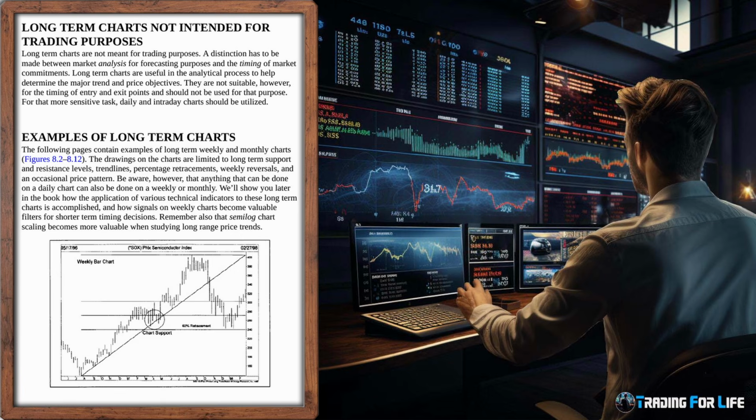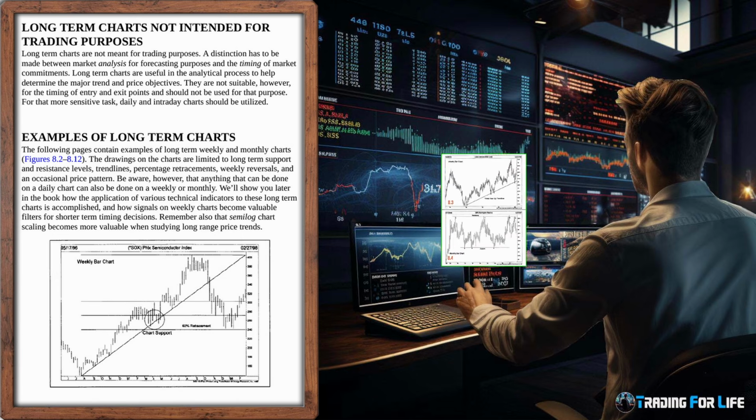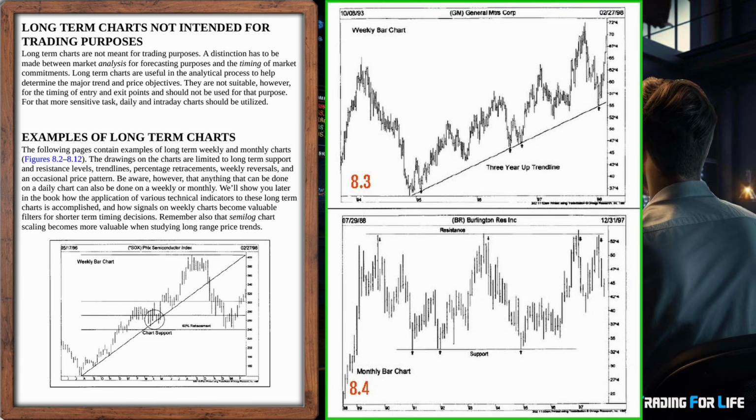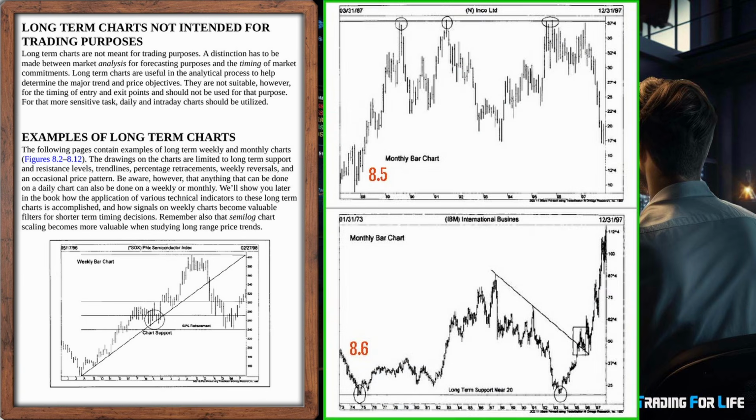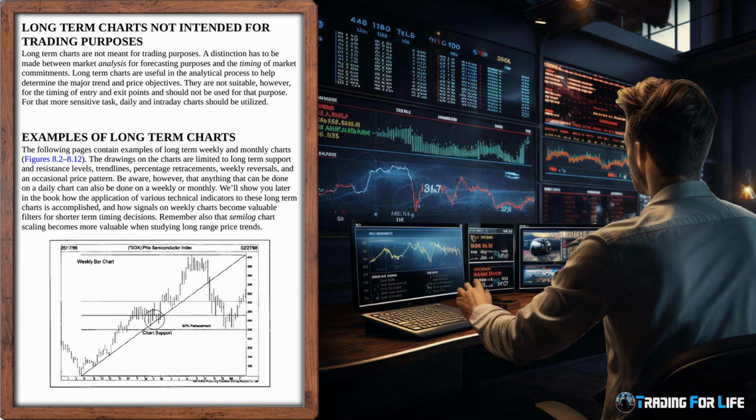Examples of long-term charts. The following pages contain examples of long-term weekly and monthly charts, Figures 8.2 to 8.12. The drawings on the charts are limited to long-term support and resistance levels, trend lines, percentage retracements, weekly reversals, and an occasional price pattern. Be aware, however, that anything that can be done on a daily chart can also be done on a weekly or monthly. We'll show you later in the book how the application of various technical indicators to these long-term charts is accomplished, and how signals on weekly charts become valuable filters for shorter-term timing decisions. Remember also that semi-log chart scaling becomes more valuable when studying long-range price trends.